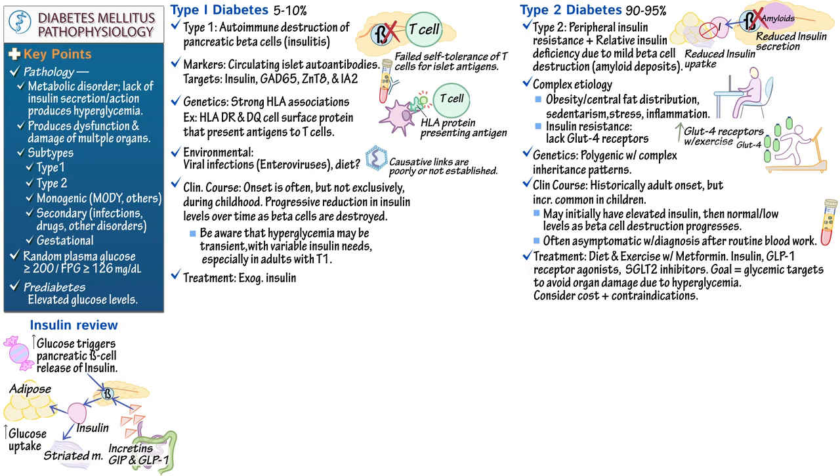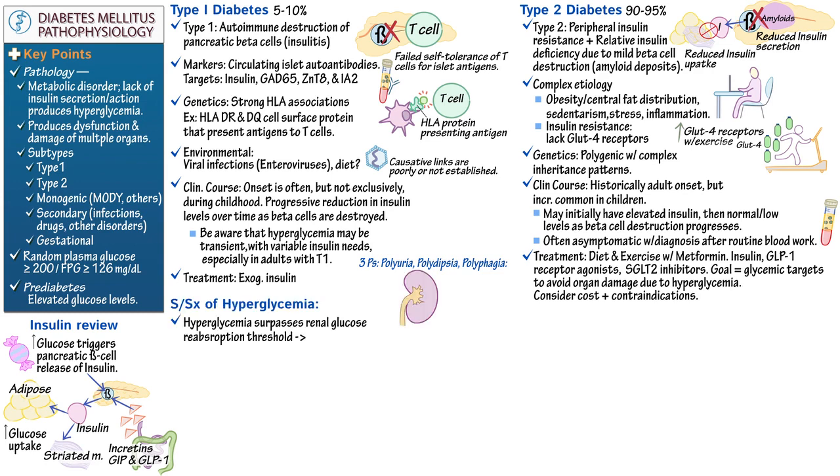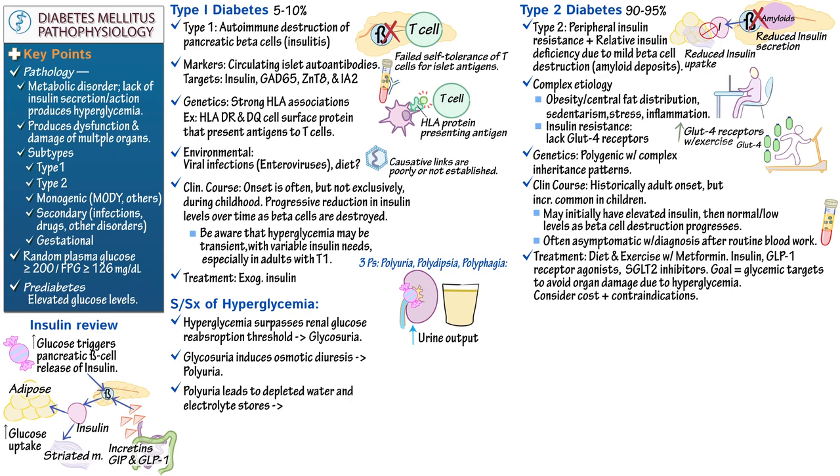Now let's learn about the signs and symptoms of hyperglycemia. Indicate that we'll learn about the 3 P's: polyuria, polydipsia, and polyphagia. First, show that hyperglycemia surpasses the renal glucose reabsorption threshold, which results in glycosuria, glucose in the urine. Glycosuria induces osmotic diuresis, which results in polyuria, frequent urination. As you can imagine, polyuria leads to depleted water in electrolyte stores, which causes polydipsia, increased liquid intake.